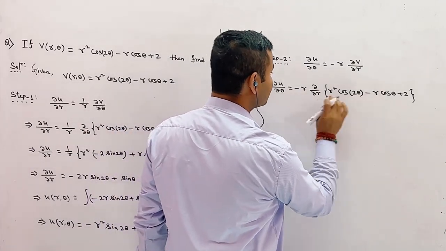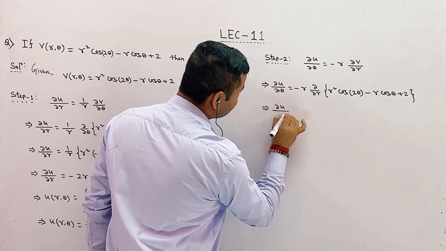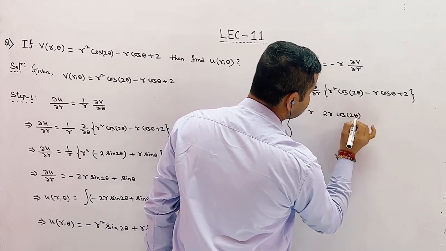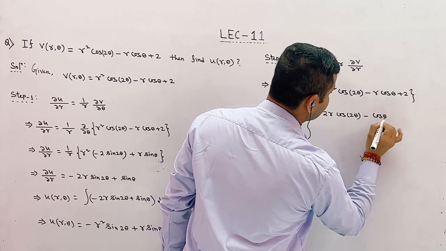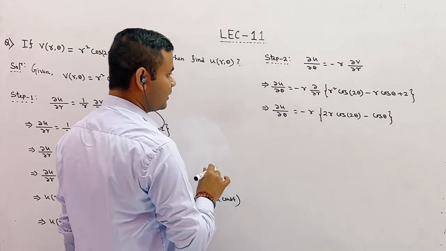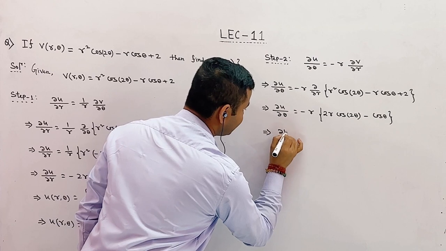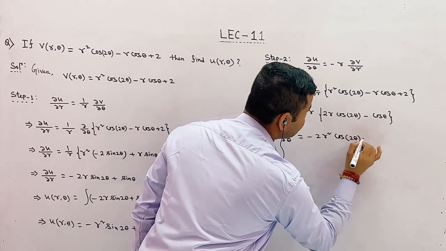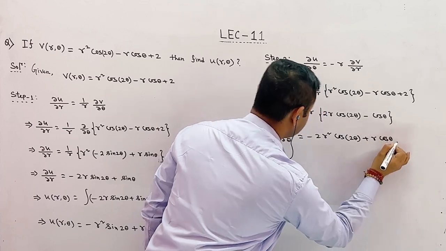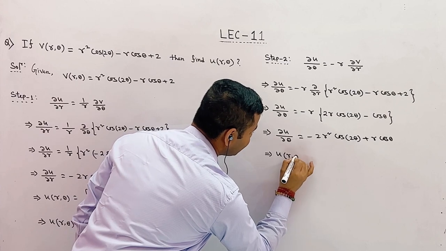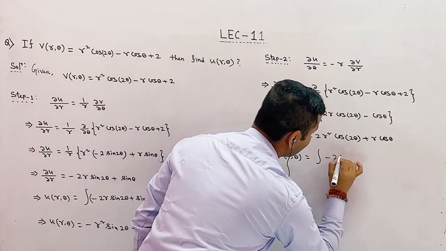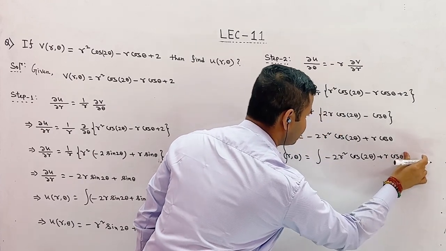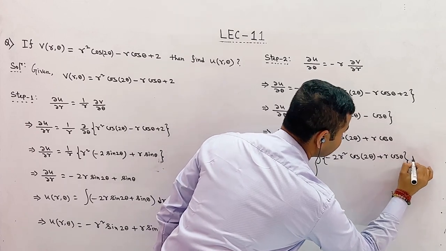So after differentiating this term partially with respect to r, we will get del u by del theta is equal to minus r into twice r cos twice theta minus cos theta. Now let us simplify this term. We will get del u by del theta is equal to minus twice r square cos twice theta plus r cos theta. So therefore, we will get u(r,θ) is equal to the integration of minus twice r square cos twice theta plus r cos theta into d theta.